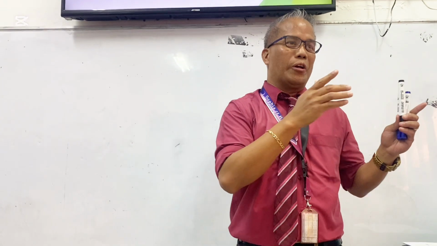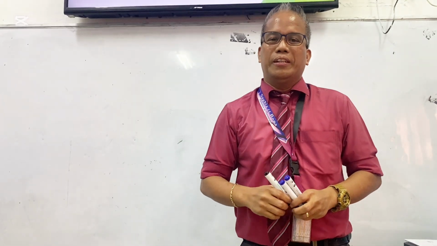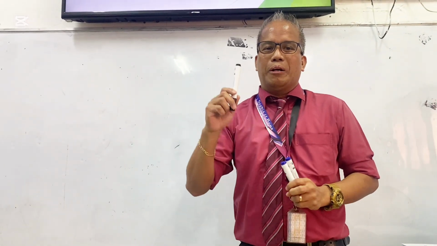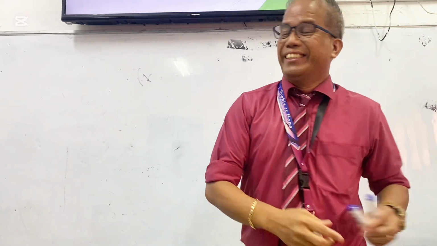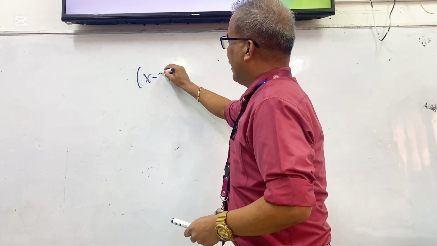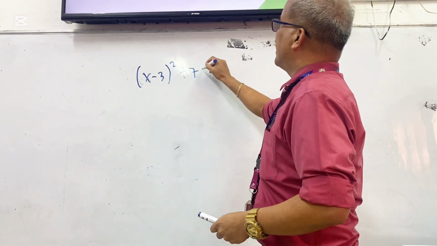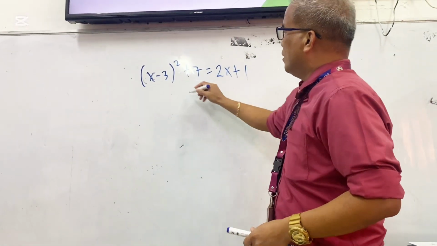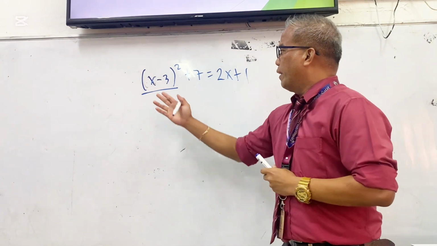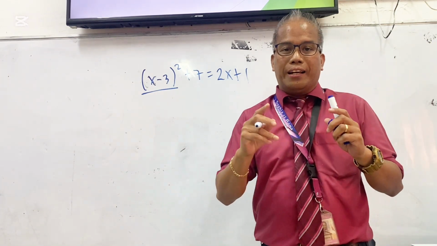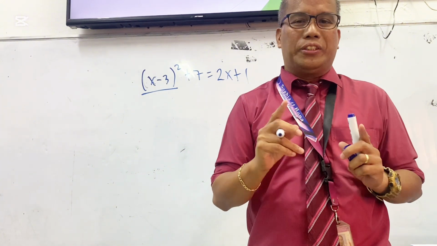Okay, so I'm going to show you the solution. In order to find the constant term, we need to simplify first the (x - 3)^2. So I'm going to write it here: (x - 3)^2 + 7 = 2x + 1. So you need to simplify this. It means you will multiply it twice, (x - 3) times (x - 3). But there's a shortcut method, shortcut way.